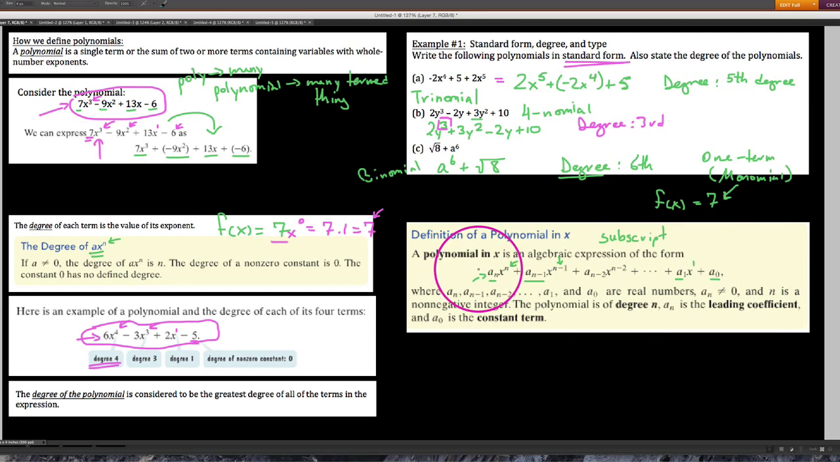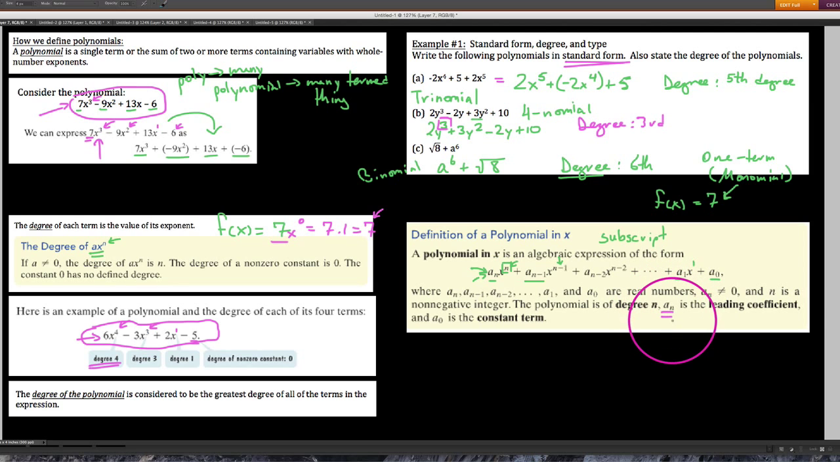We refer to this first number as not being 0 because if it were 0, then this whole term would just drop out anyways. So we're reluctant to call any of these zeros, especially the first one. Furthermore, we say n is a non-negative integer. So again, these n values, these exponents, are not decimals and they are not negative. They're just whole number exponents. So we say the polynomial is of degree n. Why? Because n was the largest degree of any of the terms.